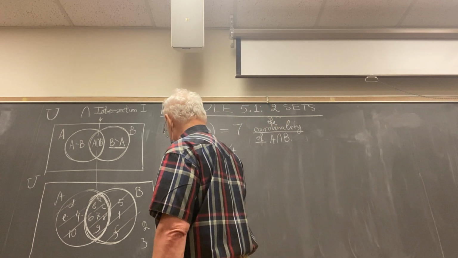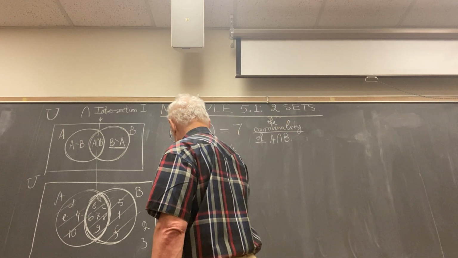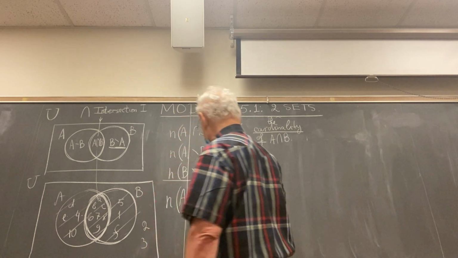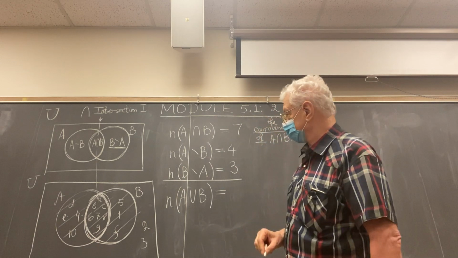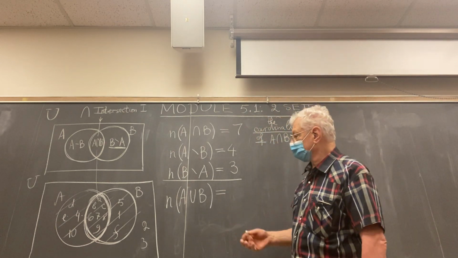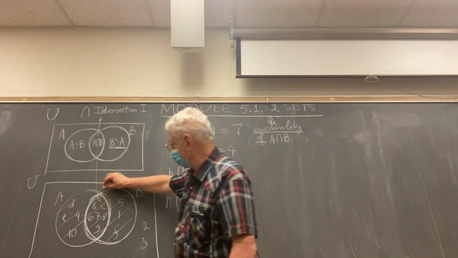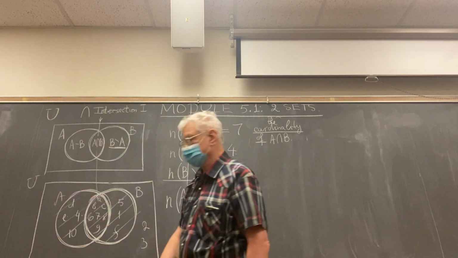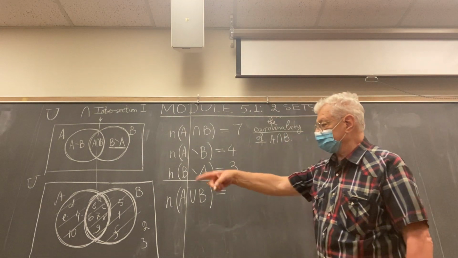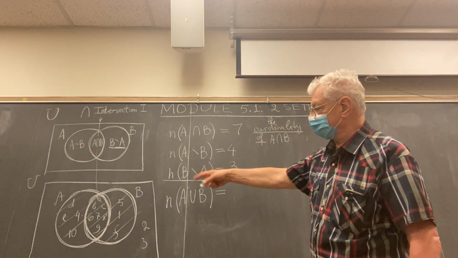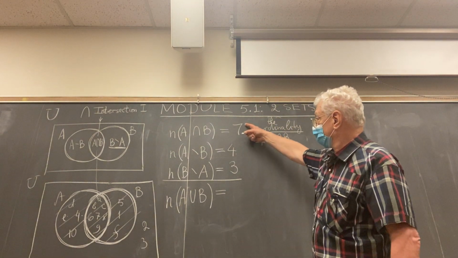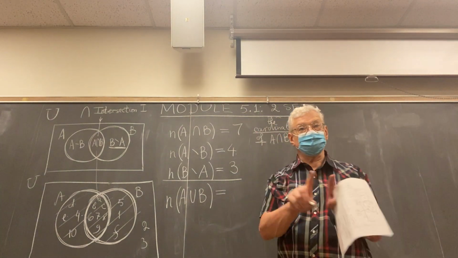Now it's an interesting question. What is the number of elements in A union B? Total number of elements. How to find that? A union B is the whole thing. If you start counting together, it will be 14. Yes, you have to add those because they do not intersect.